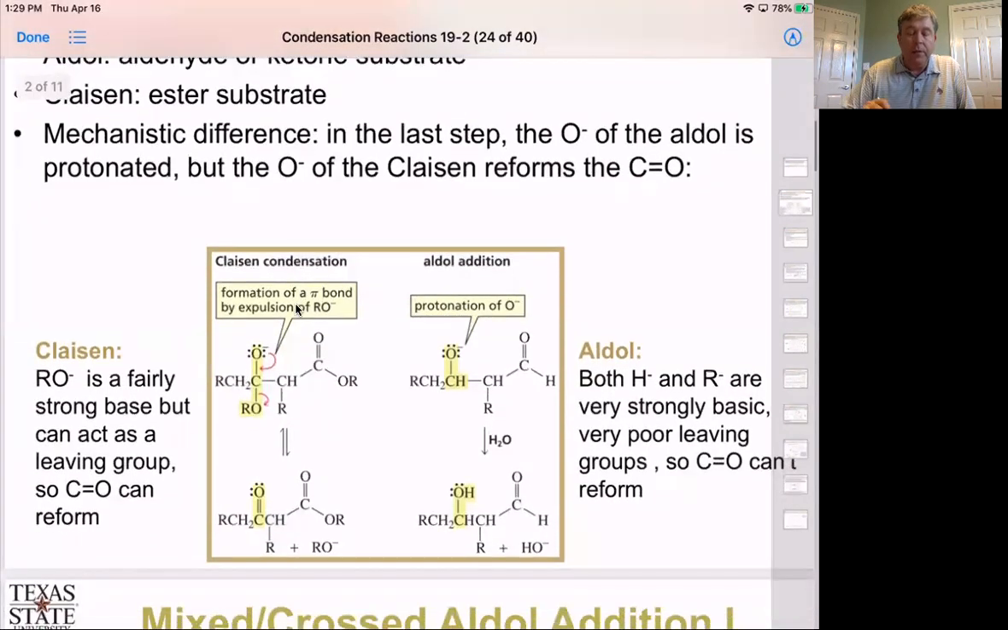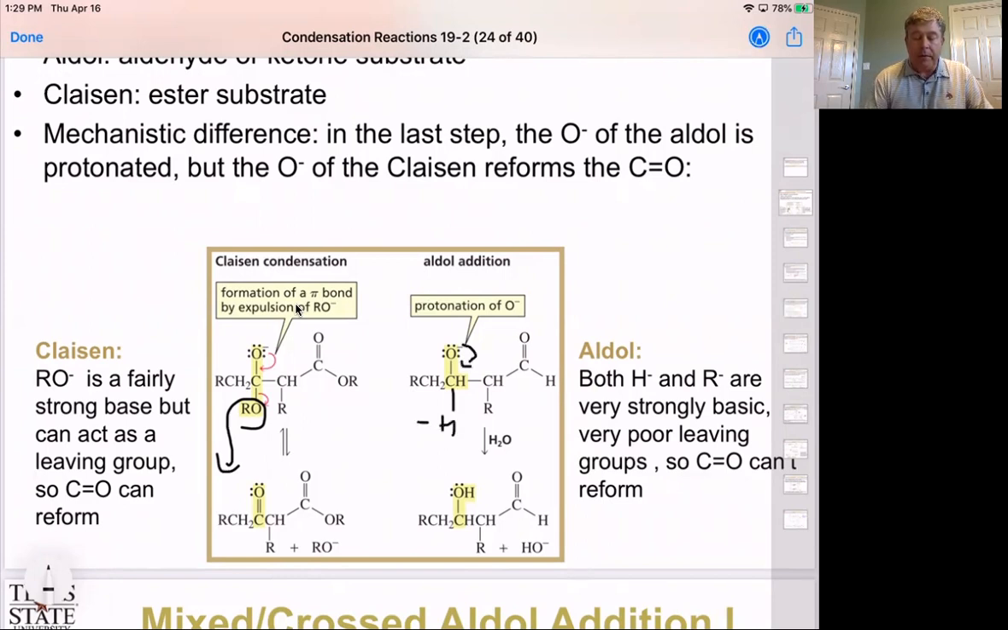Okay, and it all has to do with what the leaving group is. In the Claisen, we have an alkoxide as our leaving group, which is a fairly decent leaving group, and it lets us generate that carbonyl compound. However, if we try to do that same thing with the aldehyde or ketone products, we're trying to remove a hydride ion or a carbanion, and those are very poor leaving groups. So those are less likely to leave. Therefore, we will keep this alcohol until we do something else to it, like a dehydration reaction. Okay.